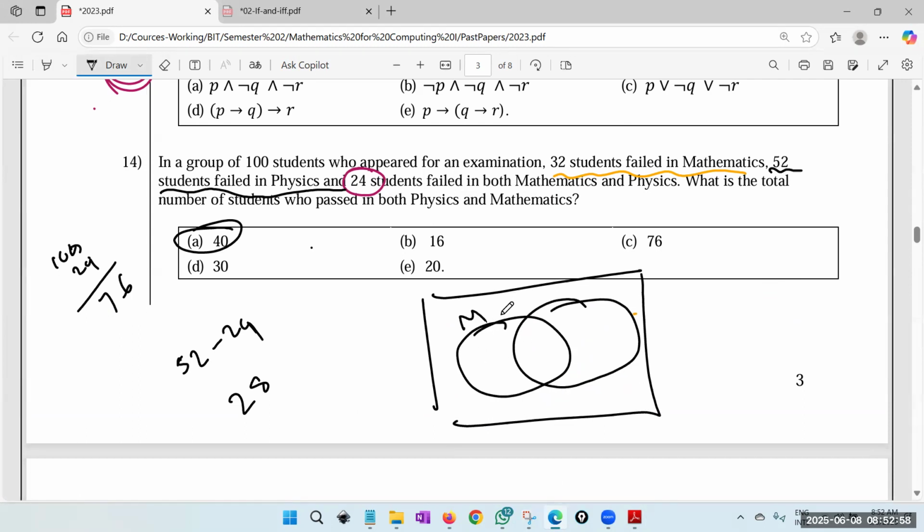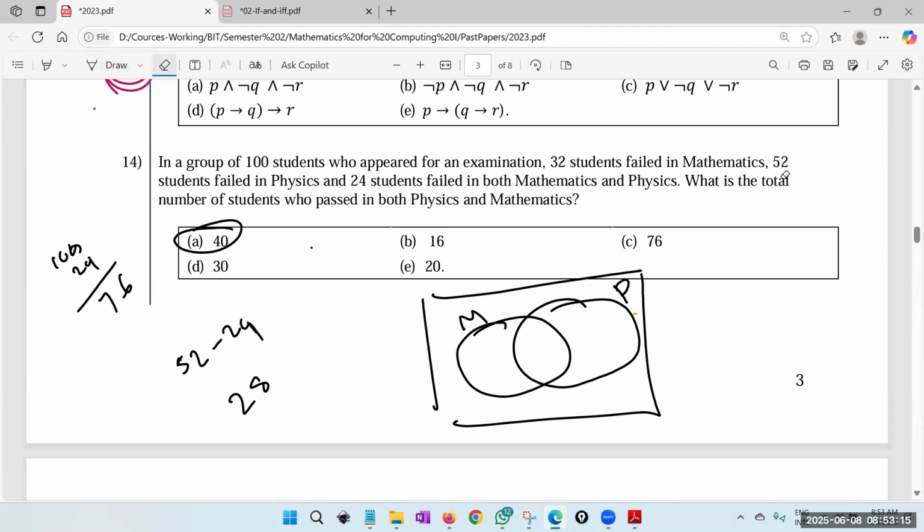This is maths. Those who fail maths and those who fail physics. You consider this as those who fail maths rather than pass. Yes, I think that will be easier. So let's do it like that also. So this is maths. This is those who fail maths. The other one is those who fail physics. So then still my universal set is 100, right?